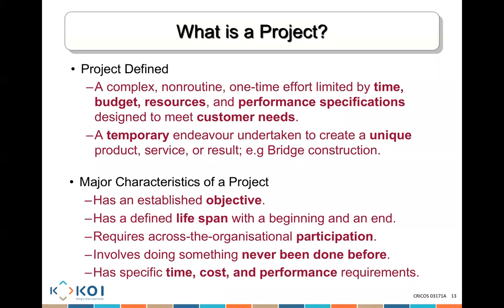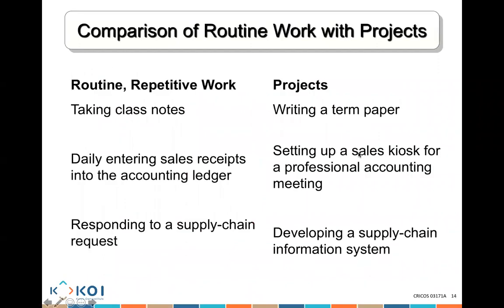Major characteristics of a project. We have an objective, we have a lifespan, a start and an end. We require cross-organizational participation. So if we talk about information technology, you might have marketing, salespeople, HR, stakeholders, sponsors, and the IT team, all of these working together to reach the right goals. The goal is about doing something that has never been done before, and it is limited by time, cost, and performance requirements. So within time, within cost, within specifications. And anything that is routine and repetitive is not a project.